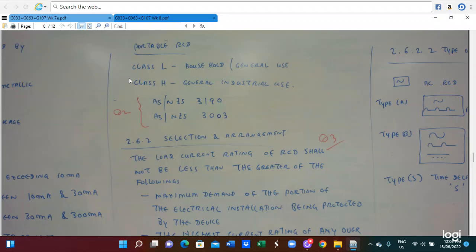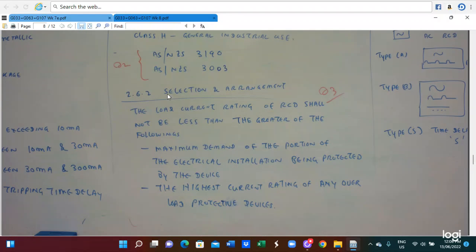Also the portable RCDs: Class A is for household, so this is general use. Class B is for general industrial use. So we have to follow AS/NZS 3190 and 3003, and also the selection of the arrangement.